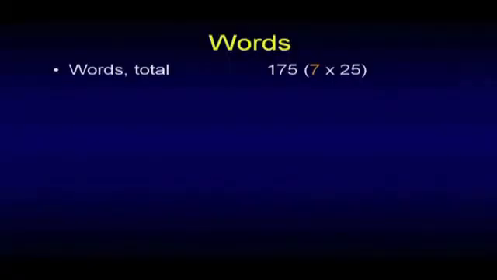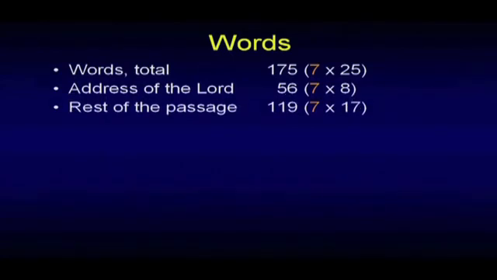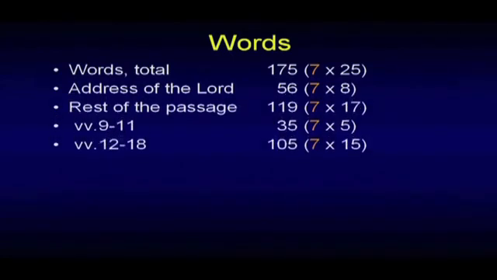It gets worse. I only gave you 9 constraints. Okay? Words. Total words, I told you, were 175. In the address of our Lord, there were 56. In the rest of the passage, there were 119. Each one of these are multiples of 7. Verses 9 to 11, that's one way to parse this, is a multiple of 7 exactly. 12 to 18, multiple of 7 exactly.